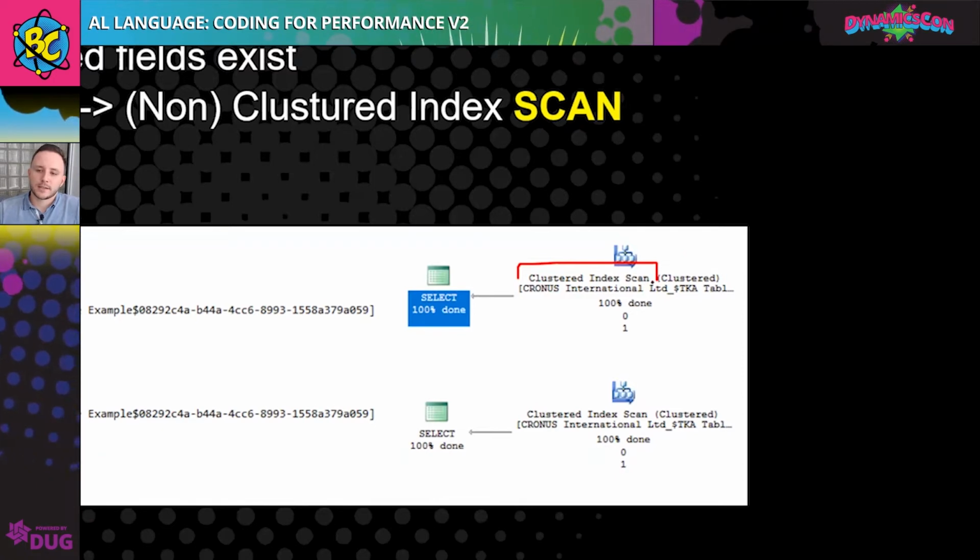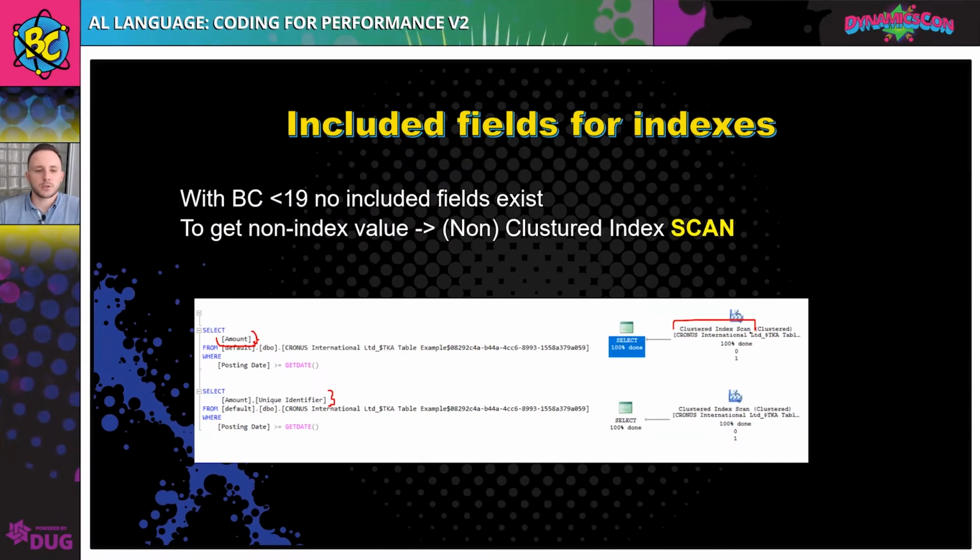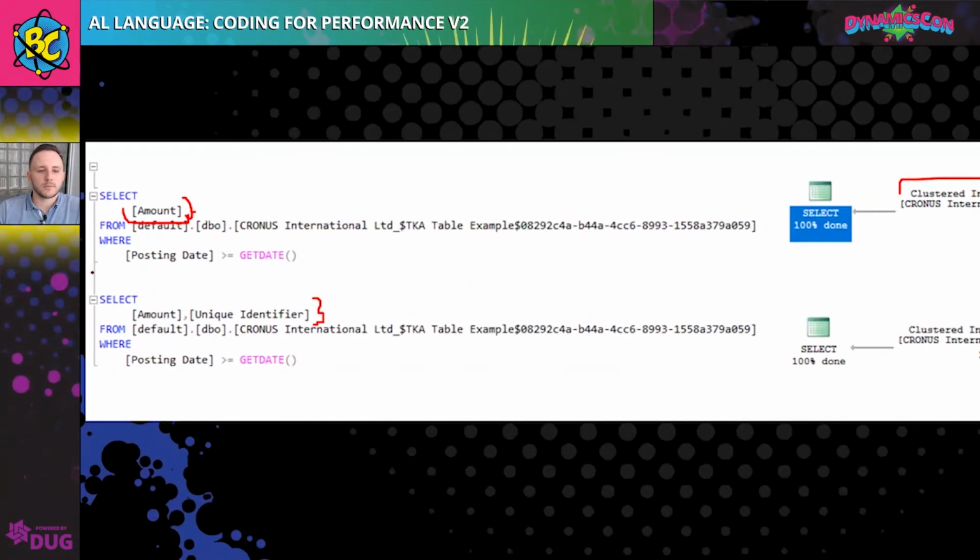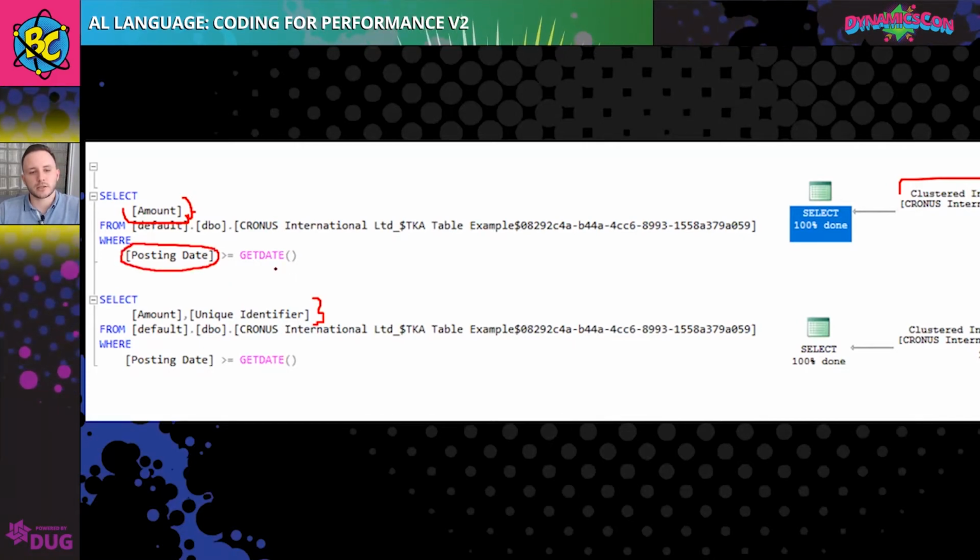A clustered index scan is a process on the SQL server that goes through all records in the table. So if you want to get amount from the records that have a posting date bigger or equal to the current date, then it needs to parse each and every record in the database, in this table, not in other tables.